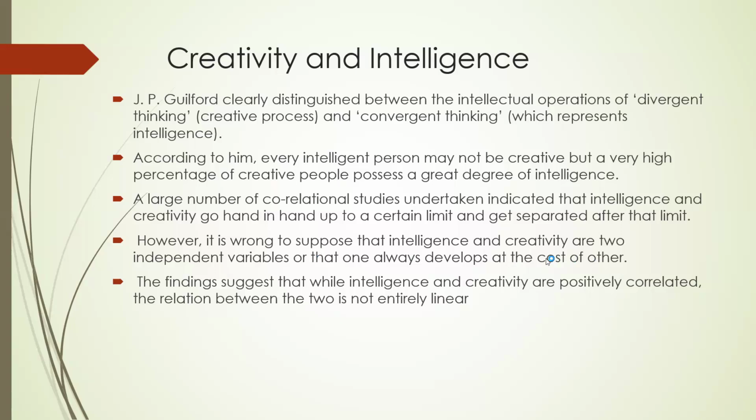Not all intelligent people can be expected to be creative. But creative people, most of the time, are intelligent, right? There's a correlation between them, so they go hand in hand. The findings suggest that while intelligence and creativity are positively correlated, the relation between the two is not entirely linear, right? Intelligent people are creative, creative people are intelligent, but all intelligent people cannot be expected to be creative, right? So there's a correlation, but they do not depend on each other, right?